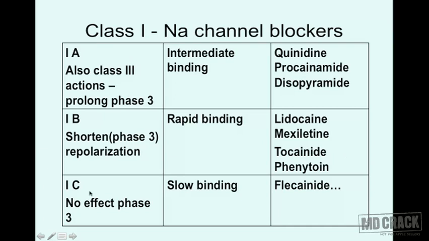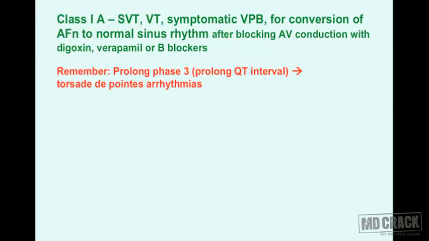Class 1C, classical effect of class 1, sodium channel blockade. No effect on phase 3, and these are slow binding agents, and you have a drug called flecainide in this group. Let's go to the next slide to discuss the class 1A agents.